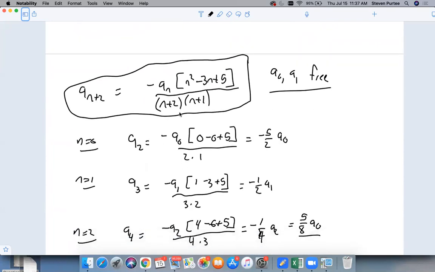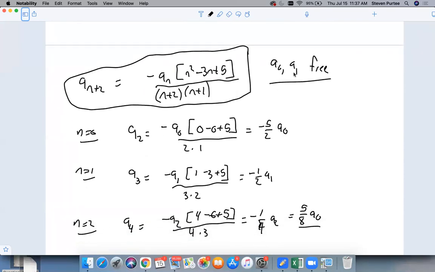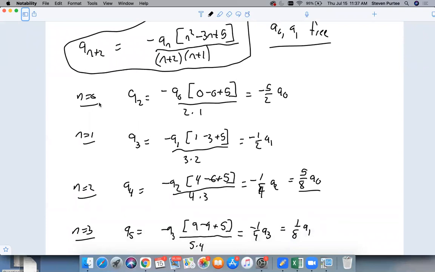This is second order. A0 and A1 are free. In fact, we know if we're solving an IVP, that's y of 0, that's y prime of 0. Okay, we start plugging in n equals 0, n equals 1, start plugging in numbers here. So if I plug in n equals 0, this will give me A2. That will depend on A0. You can check all my arithmetic here.